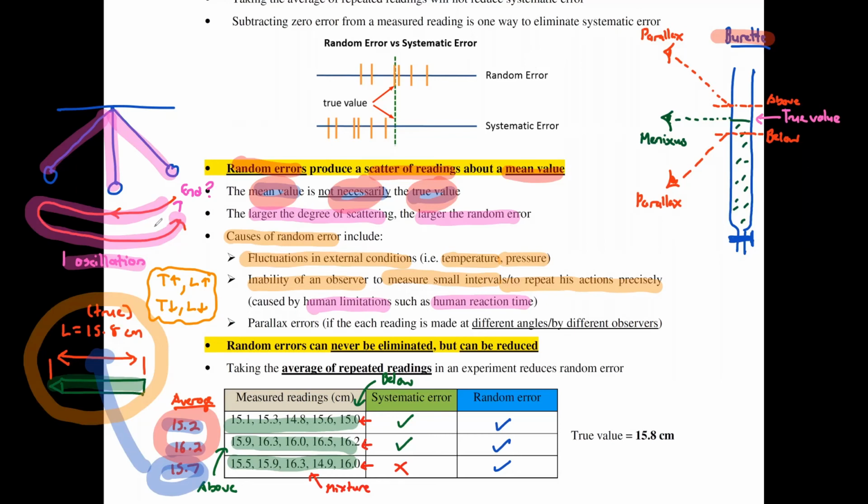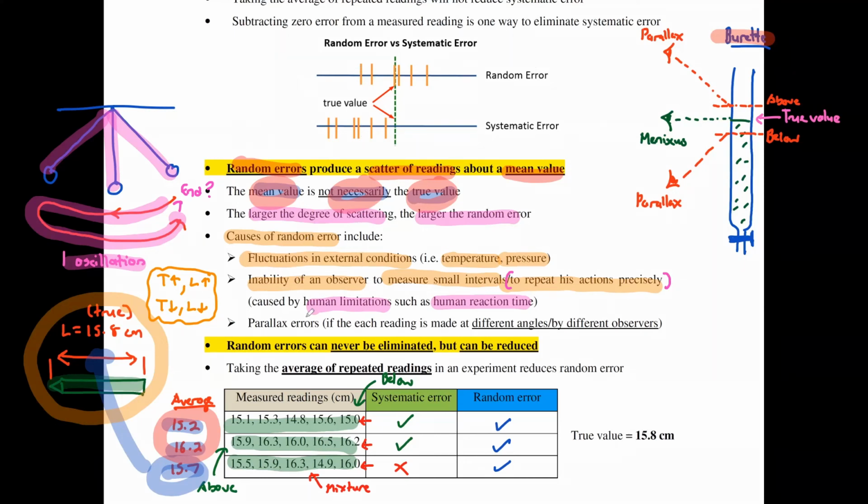A lot of times, we will end up stopping the stopwatch slightly before the end of the oscillation or slightly after the end of the oscillation. Moreover, if we were to try and repeat this timing again, we would not be able to stop at exactly the same point as before. This is what we mean by inability to repeat actions precisely.